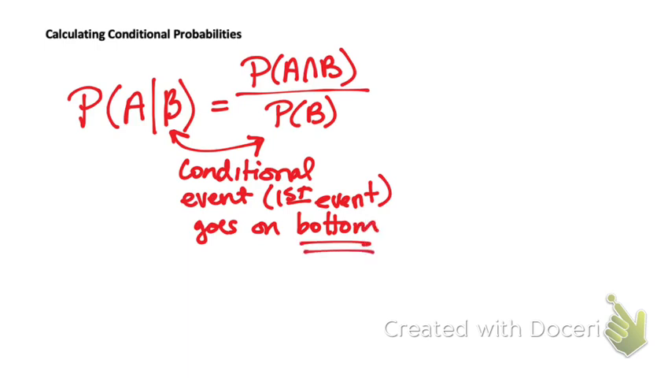The conditional event, the first event, is the base of your problem. Given this base has occurred, what's this other thing? And so that has to go on the bottom, okay? Does that make sense?